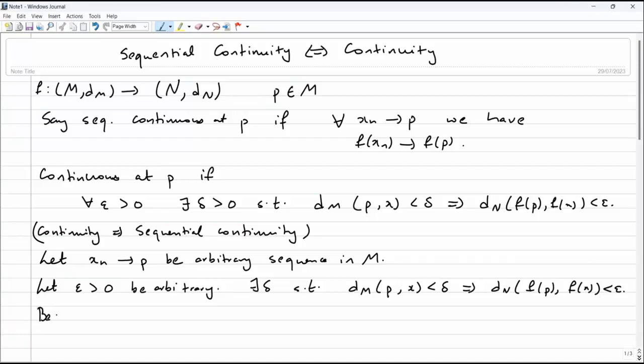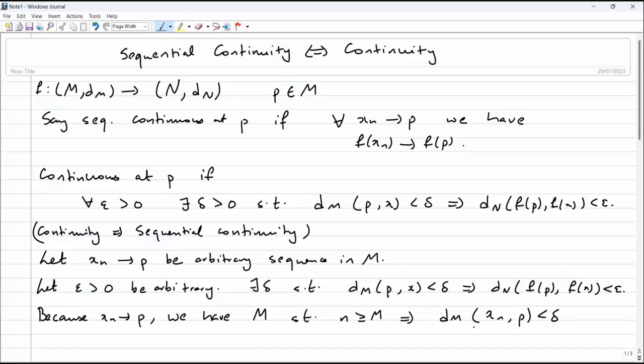So because x_n tends to p, we have some natural number m such that n bigger than or equal to m implies the distance between these points and our point p is less than delta. But then that implies that the distance between f of x_n and f of p is less than epsilon. So in other words, if we have any natural number n bigger than or equal to m, we have f of x_n, and this sequence converges to f of p, which is what we wanted to show.